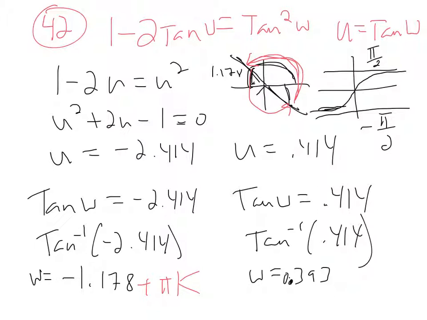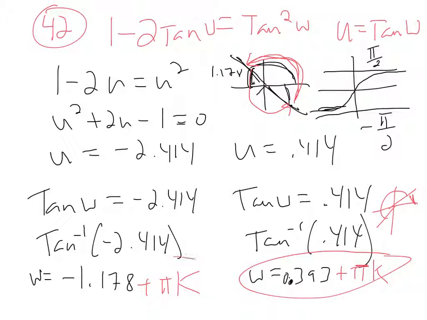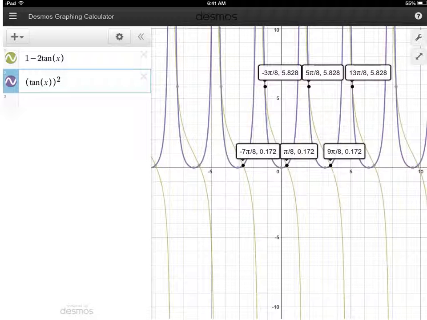And the same kind of thinking goes with this one, except we're going to be in quadrant 1 and quadrant 3. Here's the reference angle, so plus pi. So I'm going to say plus pi k, and that'll be all answers for that solution too. And we should graph it to look. So I graphed that equation and found these four solutions, and it does check.